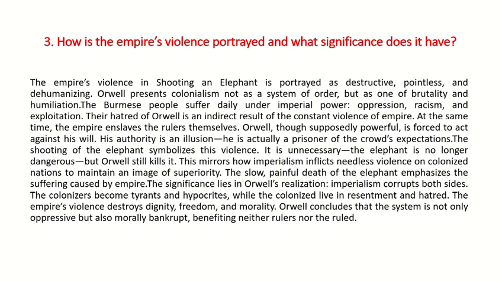The slow, painful death of the elephant emphasizes the suffering caused by empire. The significance lies in Orwell's realization that imperialism corrupts both sides: the colonizers become tyrants and hypocrites, while the colonized live in resentment and hatred. The empire's violence destroys dignity, freedom, and morality. Orwell concludes that the system is not only oppressive but also morally bankrupt, benefiting neither rulers nor the ruled.